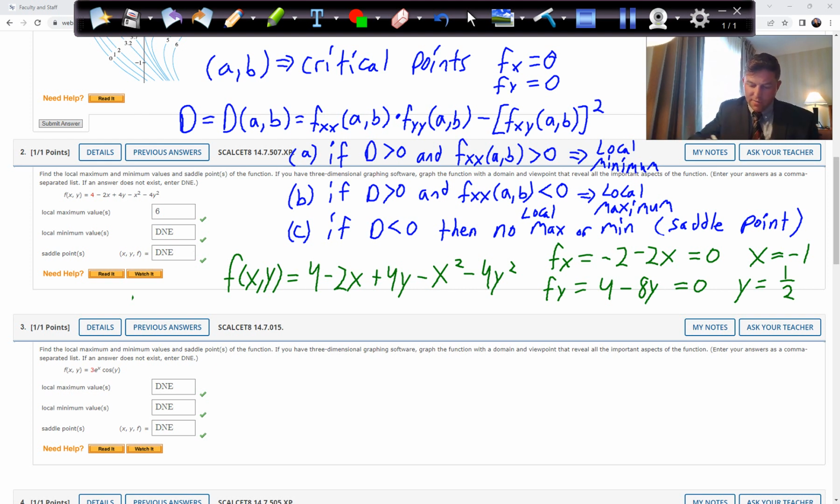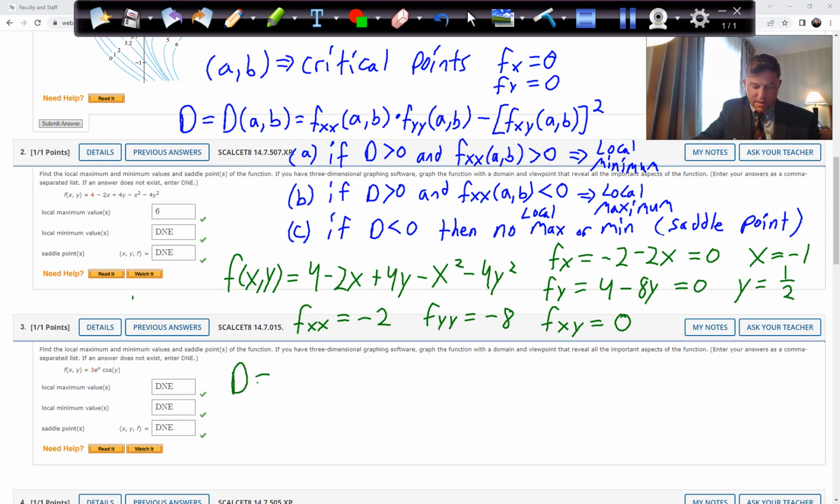Now we find fxx, and from this it's just going to be negative 2 goes away, negative 2x will be negative 2. Fyy is going to be negative 8, and the third thing we need is fxy. Go back to the fx equation, there's no y's in it, so it's going to be 0. So I can't even really plug in these numbers because there's no x's or y's left in the equation.